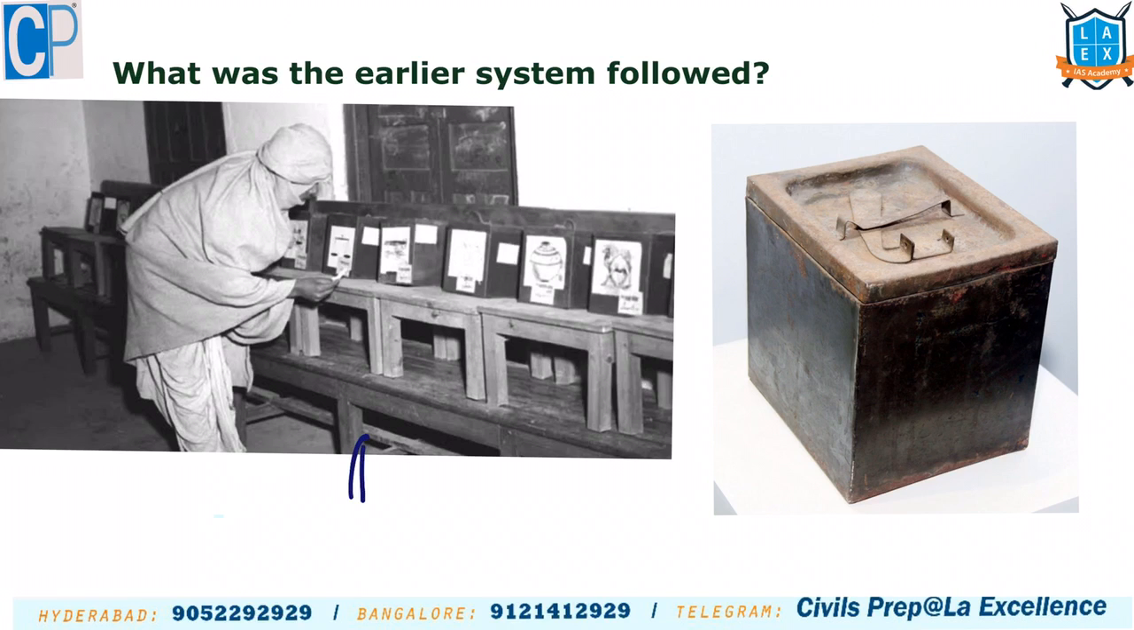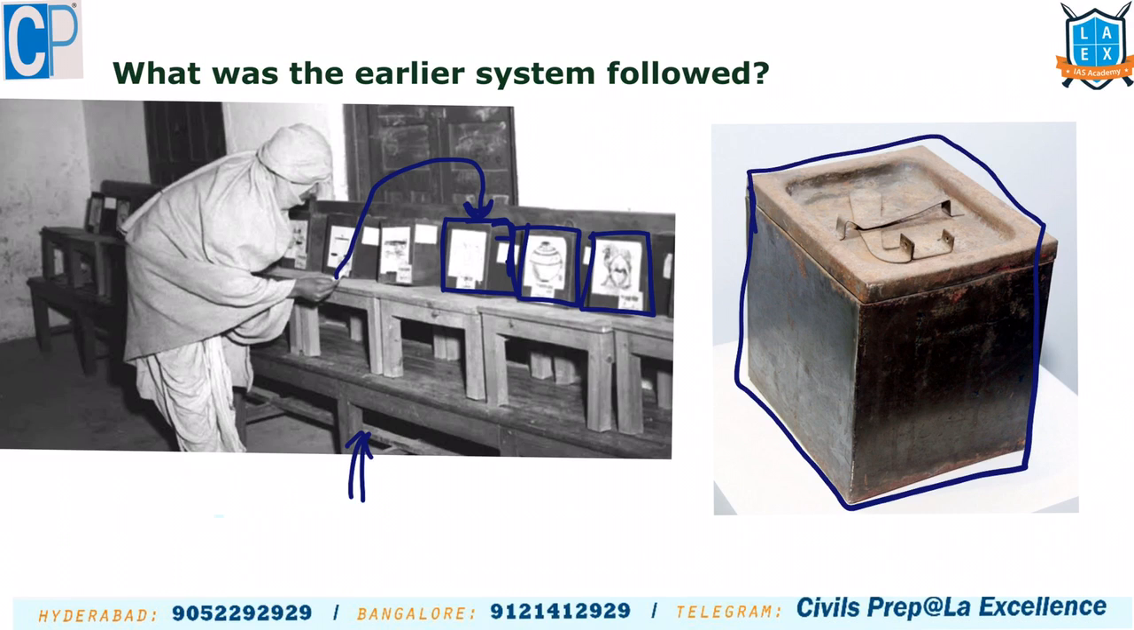In the first Lok Sabha general elections, we kept different ballot boxes for each of the candidates. For example, let's say this is INC, Indian National Congress, a separate ballot box. Another party, separate ballot box. Another party, separate ballot box. Likewise, for all the contesting candidates, a separate box was maintained at that time. So if this person wants to vote for INC, he keeps this slip in this particular ballot box. But in general, we should have one box where everyone casts the vote and finally counting would be done. But why was this followed in the first general election? What might be the logic? Think on that and comment in the comment section.